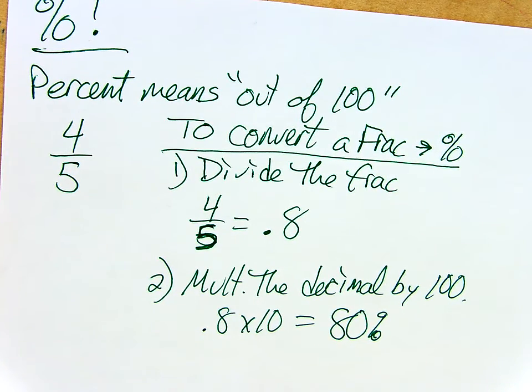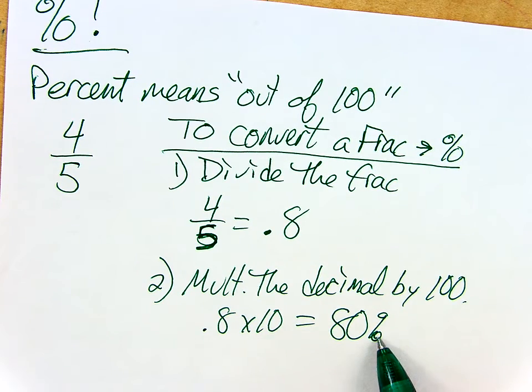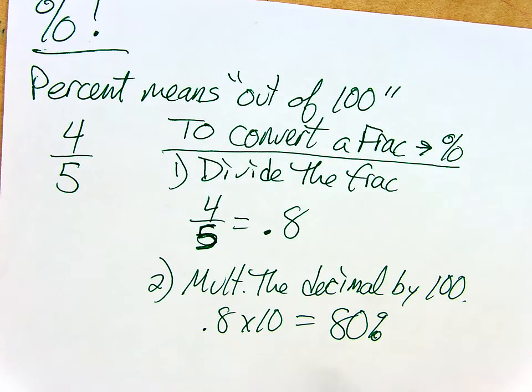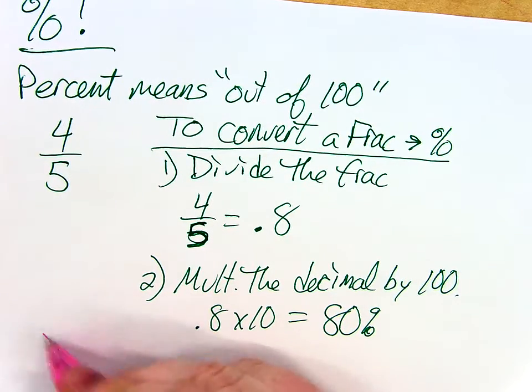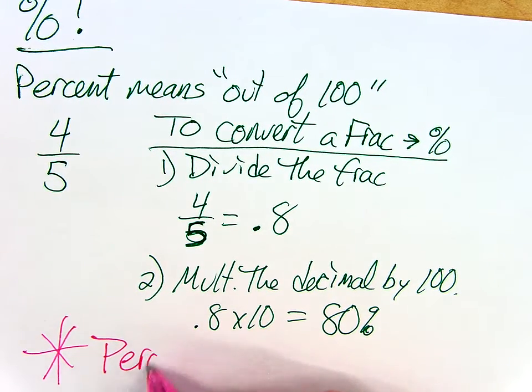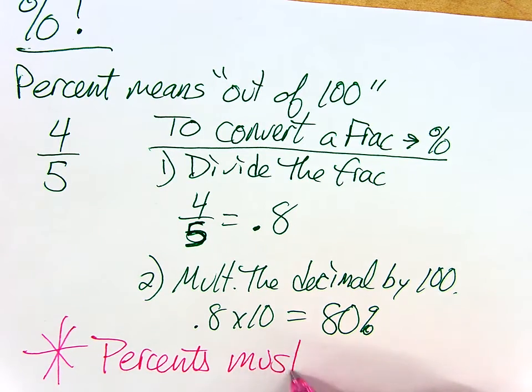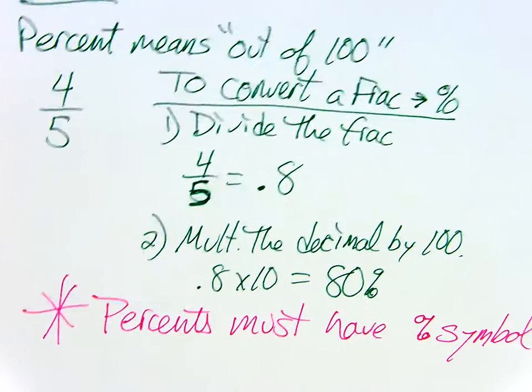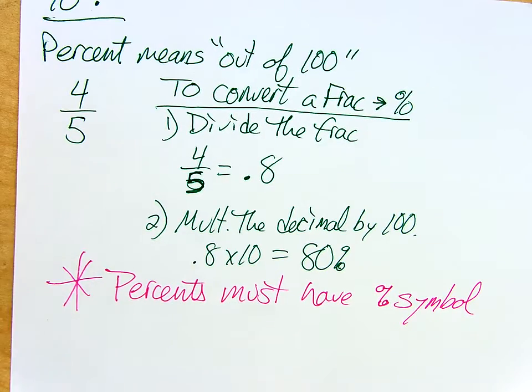Here's something that's really, really important, and I'm going to be extra picky about it. If your answer is supposed to be a percent, you need to have the percent symbol on it. Because they're different numbers. 4/5 is not the same thing as 80, but it is the same thing as 80%. Okay? So let's put a star somewhere. Percents must have the percent symbol. It's okay if you can't make the percent symbol that well. I can't. I always kind of fudge it at the bottom.